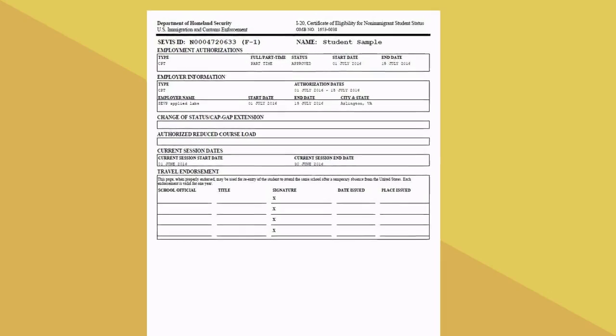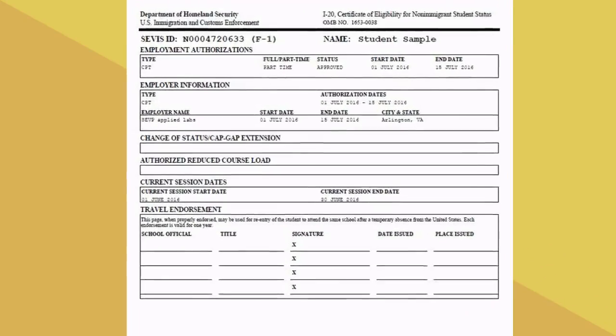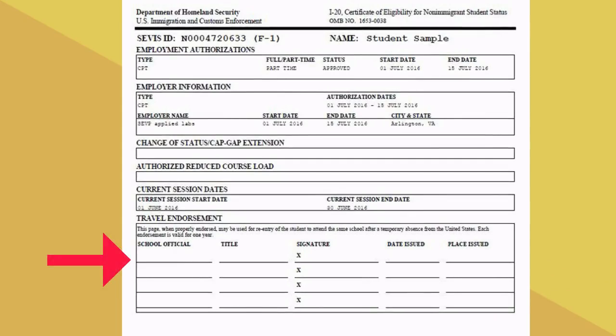Page 2 of your I-20 is very important. You will need it signed anytime you leave the country and want to re-enter. Before you leave, meet with Rachel Wood, your immigration advisor, and ask her to sign. Customs and Border Patrol will look for that signature when you are trying to re-enter the country.